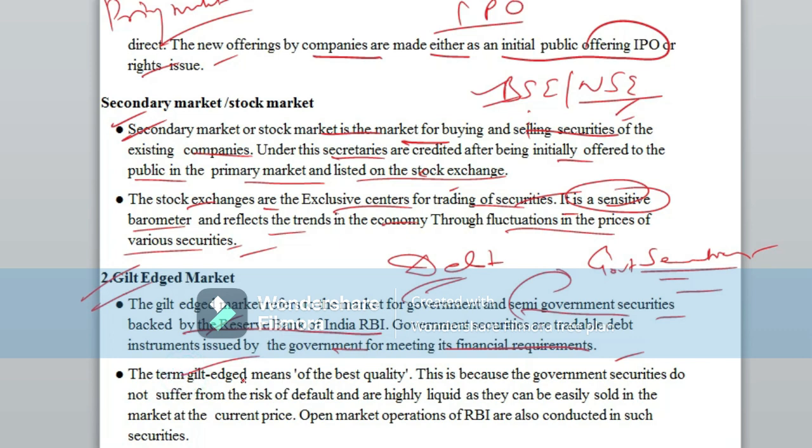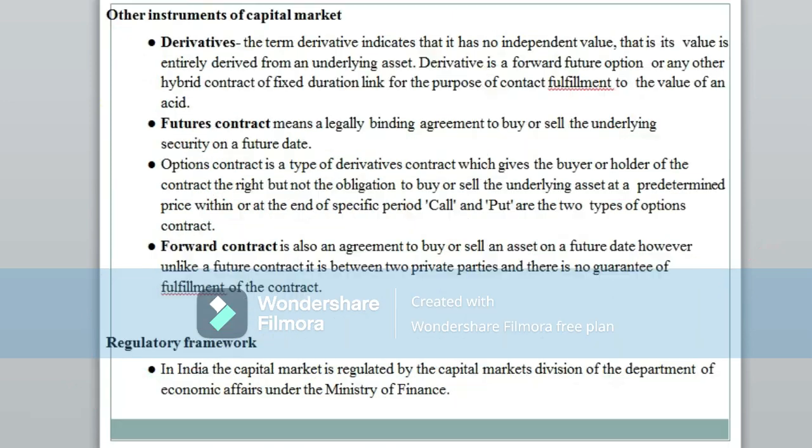So the term gilt-edged means the best quality, in which the government securities do not suffer the risk of default and are highly liquid, as they can be easily sold in the market at the current price. So open market operations of RBI are also conducted in such securities of the gilt-edged market.